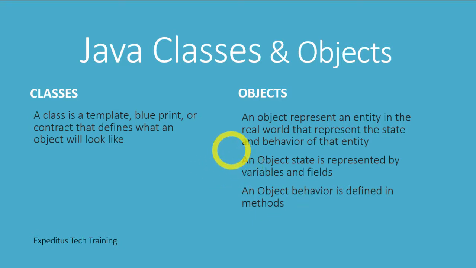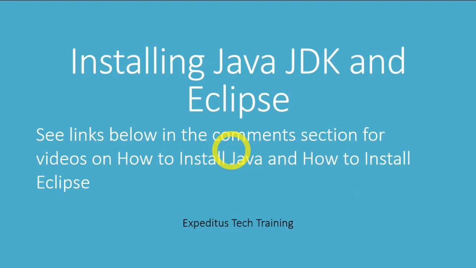All right, so we're going to create a real life object as a class. I'm going to use Eclipse, and before we do that, we have to have the Java JDK and Eclipse installed on the machine. We have been through this before, so you can see the links below in the comment section for videos on how to install Java and Eclipse on your Windows 10 machine.